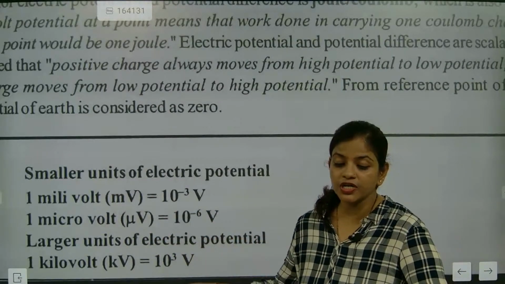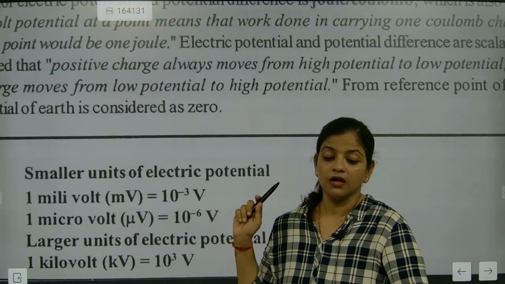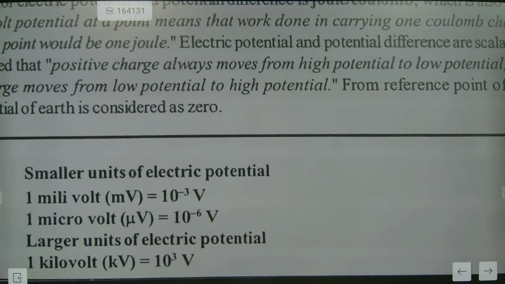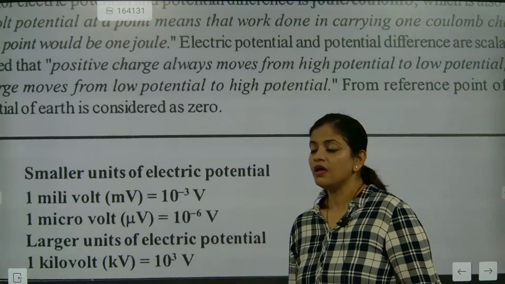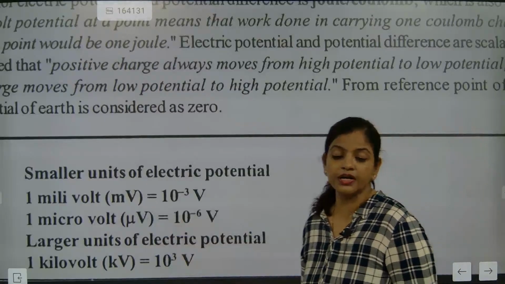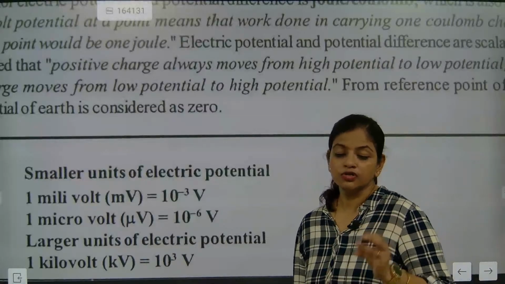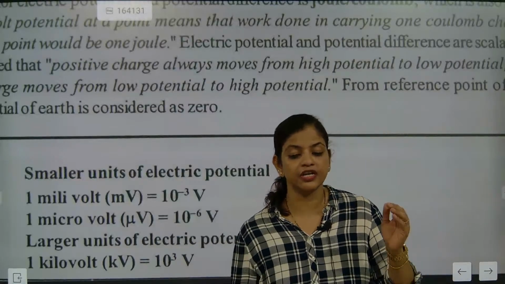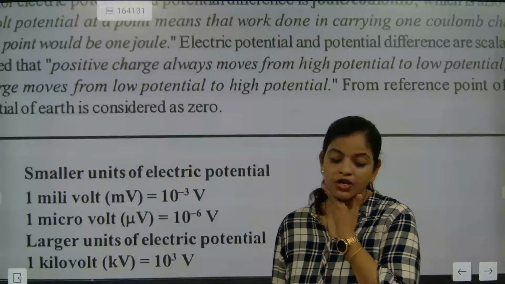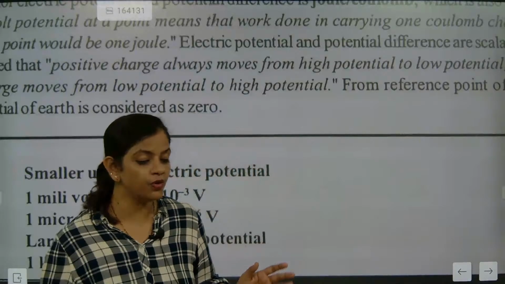Now the larger unit of electric potential. Here the kilovolt is there. So milli is minus 3, kilo is 3. Remember, micro is minus 6. So 1 microvolt, that is mu volt, will be 10 to the power minus 6 volt. Understood? This is mu. So for smaller units of electric potential, a millivolt is 10 to the power minus 3 volt and a microvolt is 10 to the power minus 6 volt. For the large unit of electric potential, 1 kilovolt is 10 to the power 3 volt. I hope you have understood this one.